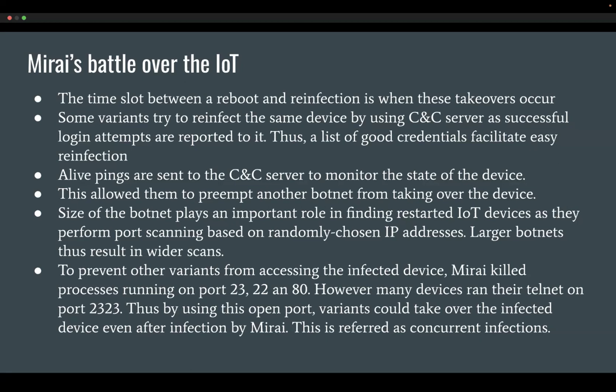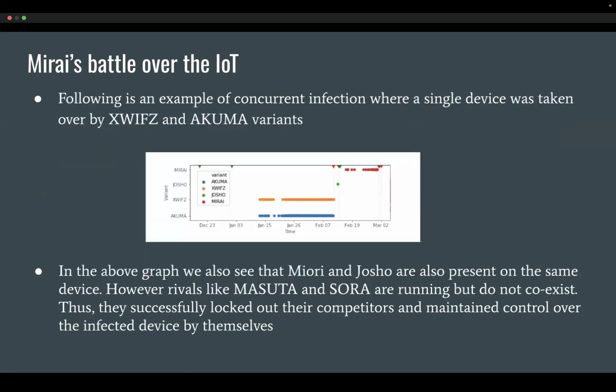Why does this happen? This happens because Mirai usually runs on ports 23, 22, 80 and cuts them off. However, certain devices don't run their telnet on the default ports, but on 2323. Thus, even if one Mirai infects a device, other telnet processes are still running on different ports not known to Mirai, which is leveraged by other malware, and therefore a single device can be infected by more than two variants, which is called concurrent infections.